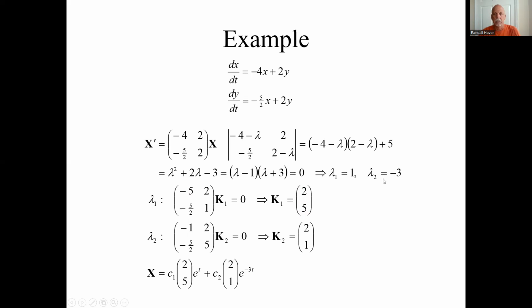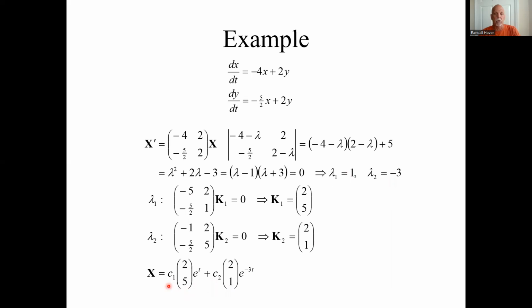And in this one, I'm going to add 3 to the main diagonal, so I'll have -1, 5. Here we go. It'll be 2 over 1. There's my 2 eigenvectors. Here's my solution. This eigenvector went with that eigenvalue, so it's e to the 1t. And this eigenvector goes with e to the -3t.